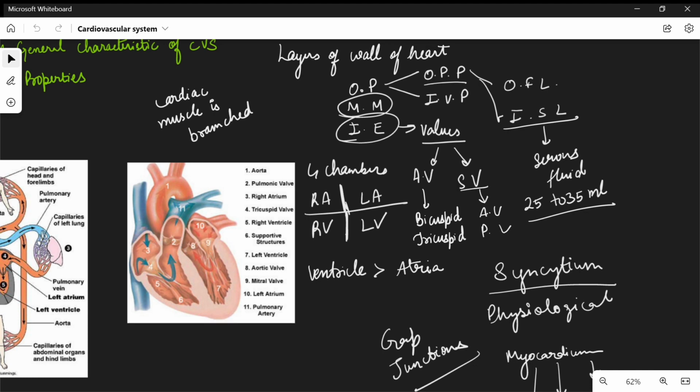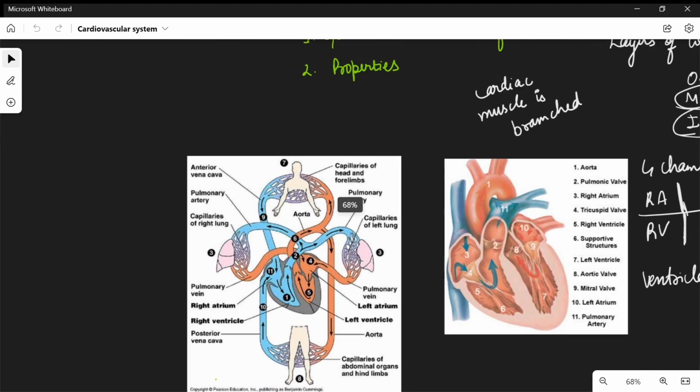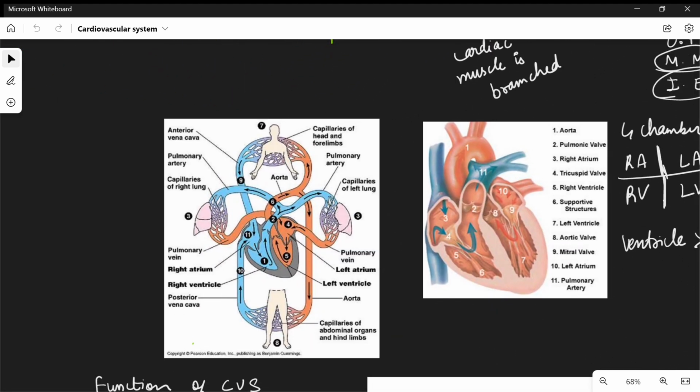Okay. Now, let's move on to the circulation of the heart. Blood enters the right atrium by the inferior vena cava and superior vena cava, and it enters the right ventricle. From there, blood is pumped through the pulmonary artery, which branches into two parts and goes to the right and left lung. From there, the deoxygenated blood becomes oxygenated and then comes into the left atrium.